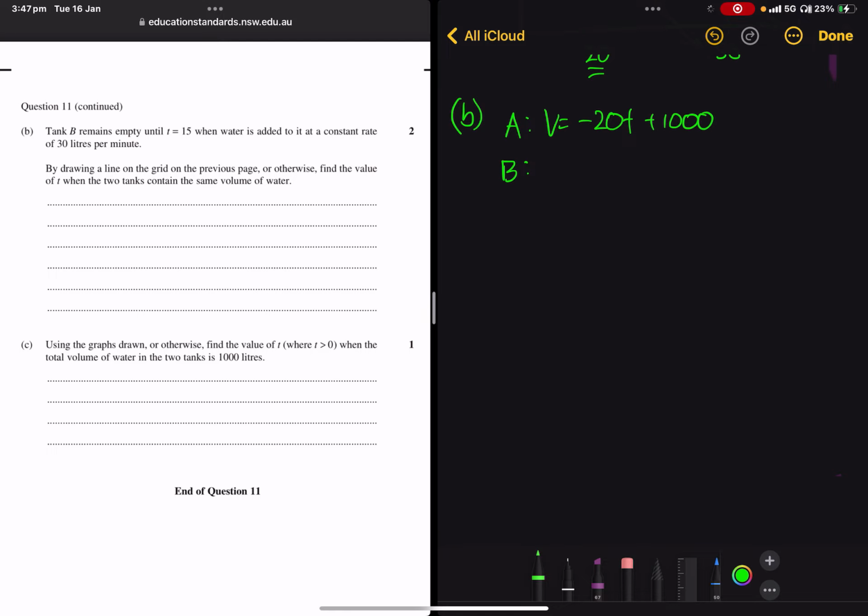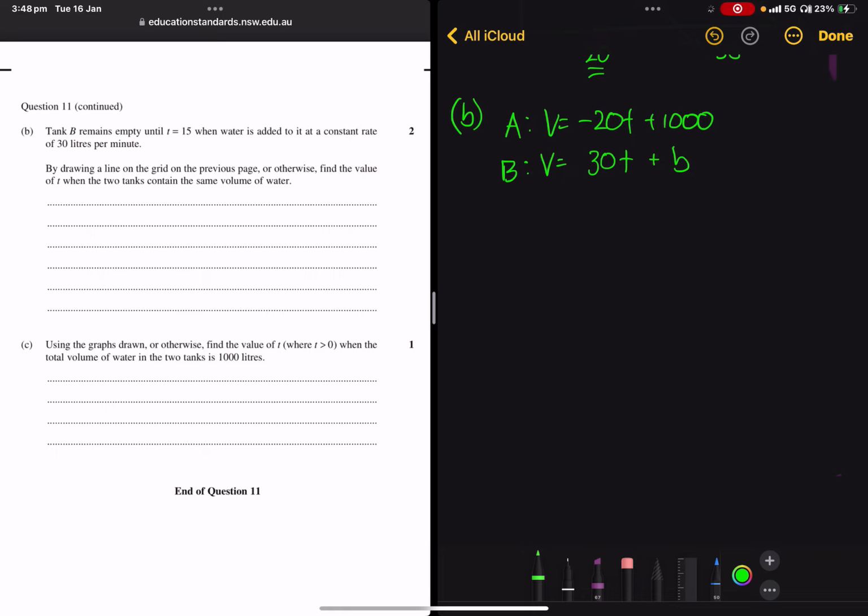It remains empty until T equals 15, and then water is added at a constant rate of 30 litres per minute. So this means whatever the volume of B is, it must have a slope of 30, because 30 litres are being added per minute, and the slope in this case is the number of litres added or subtracted from the tank. So we know that this is 30, and we know it's going to be multiplied by time. What we don't know here is the B coefficient. So we have this plus B.